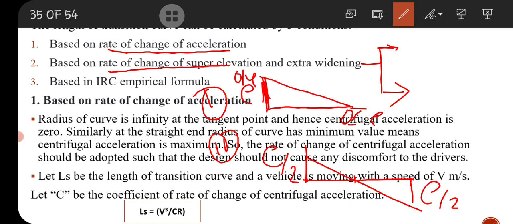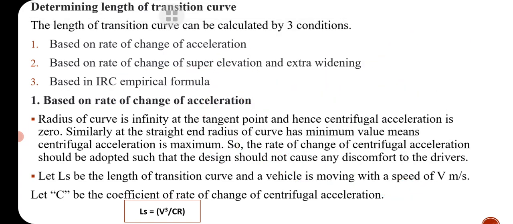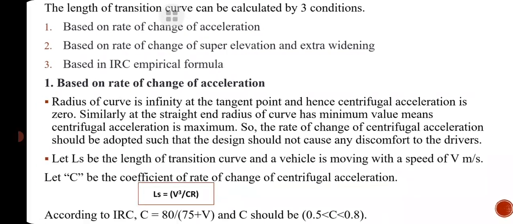So based on change in centrifugal acceleration, we can say there are two methods, with respect to center and with respect to edge. Then the last method is the IRC formula. Among the three methods there are three lengths. We will apply the length which is largest of the three. We will adopt this as our length of transition curve.